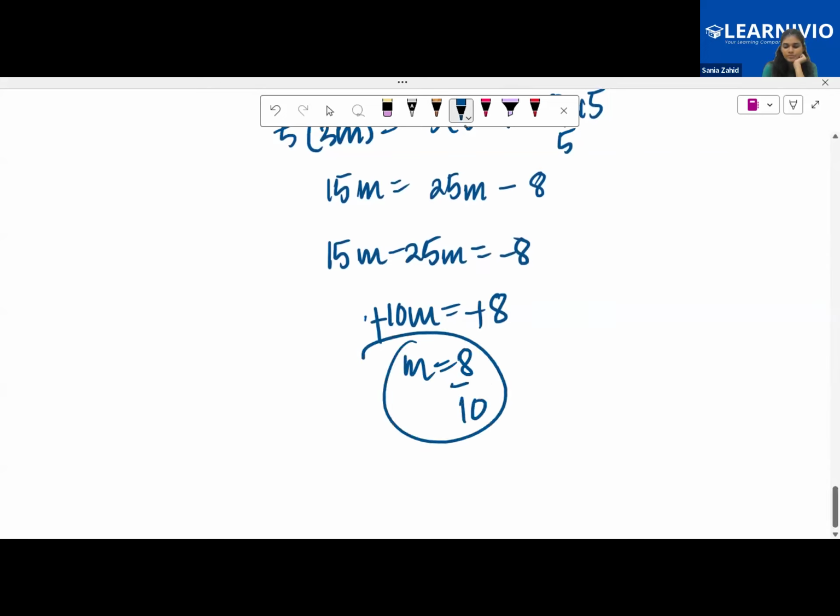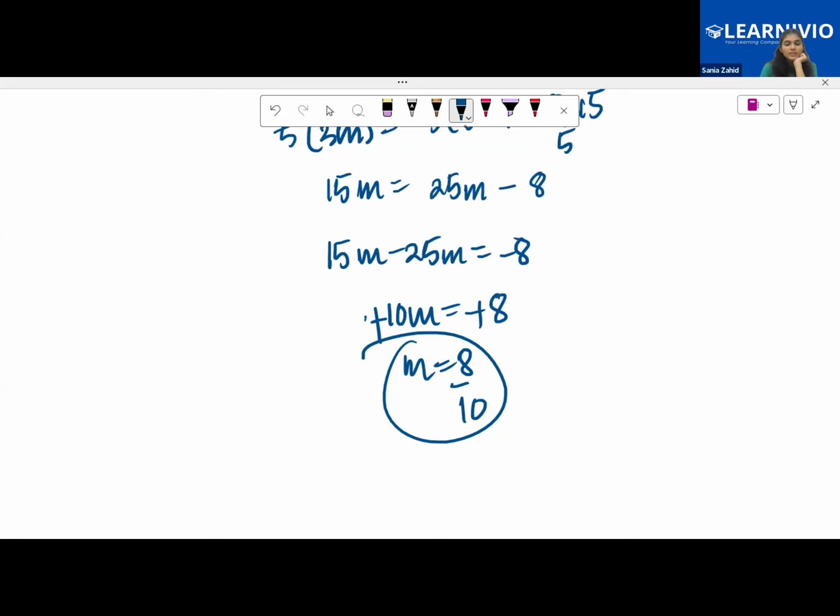Right? Yes, ma'am, I got the correct answer. Ma'am, it is supposed to be minus 10m, right? Because minus 25m is the largest. I cancelled minus and minus. There was minus 8 and minus 10m, so I cancelled and both of them became positive.